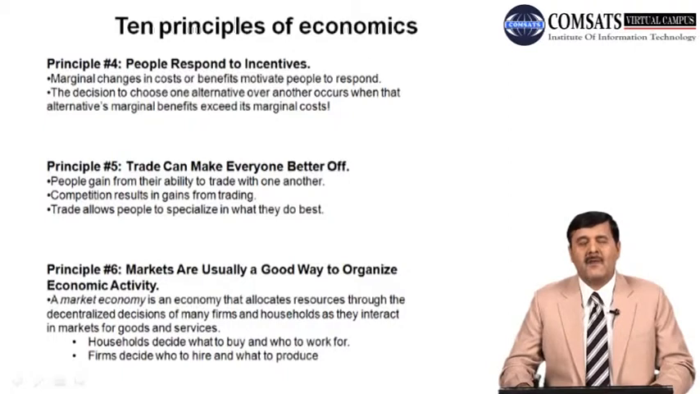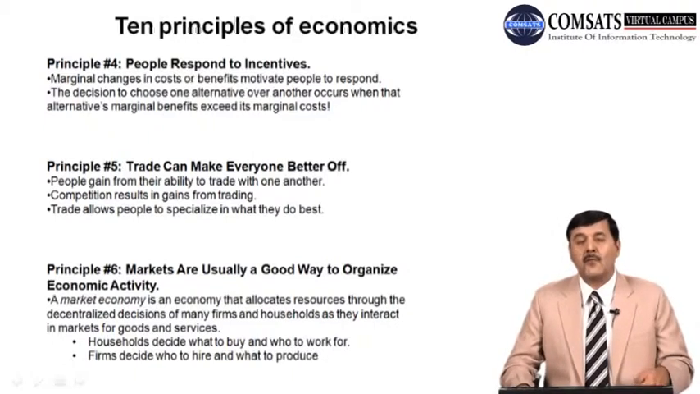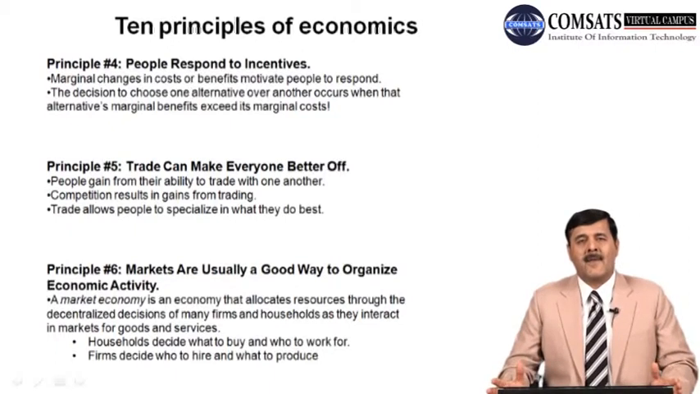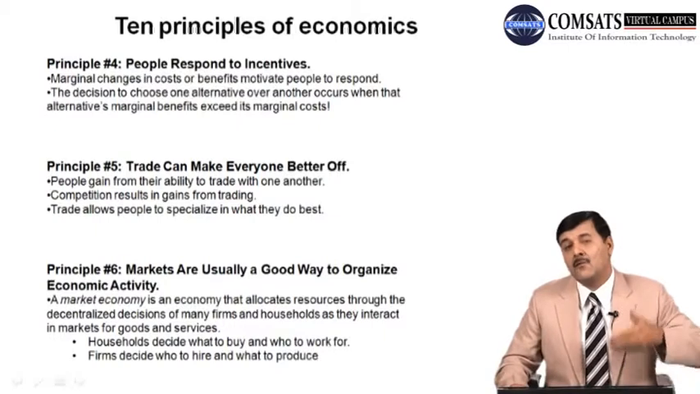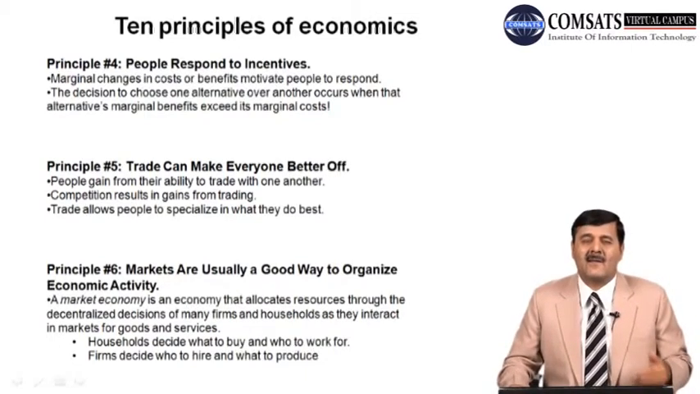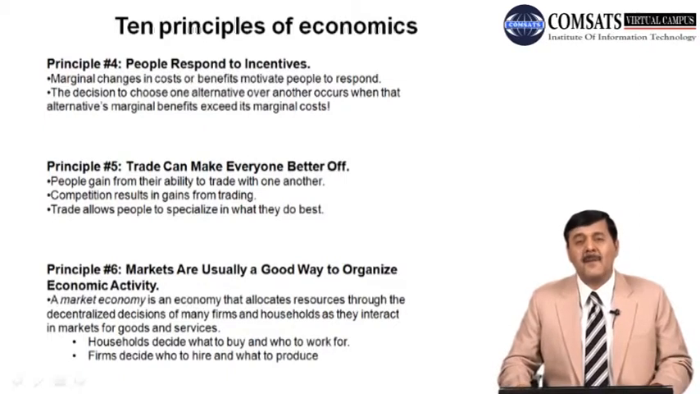The fourth principle of economics is that people respond to incentives. Marginal changes in costs and benefits motivate people to respond. Whenever there is a change in marginal benefits or marginal costs, that motivates individuals or firms to respond. The decision to choose one alternative over another occurs when that alternative's marginal benefit is greater than its marginal cost. So people compare marginal benefits and marginal costs, and when marginal benefits are greater, of course they will choose that alternative. This gives an individual the motivation to choose among different alternatives. If they are getting more benefits than costs, they respond to the action plan. So this is principle four.